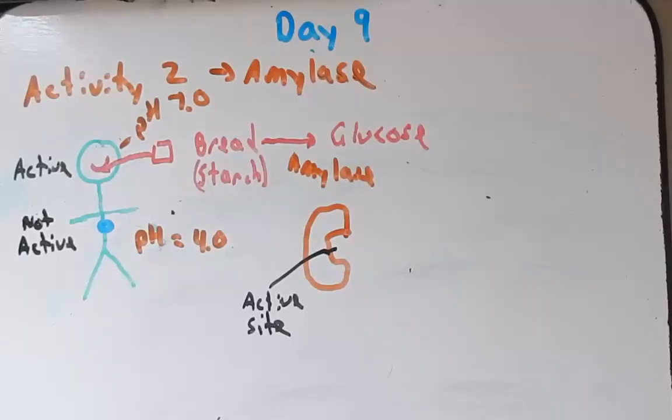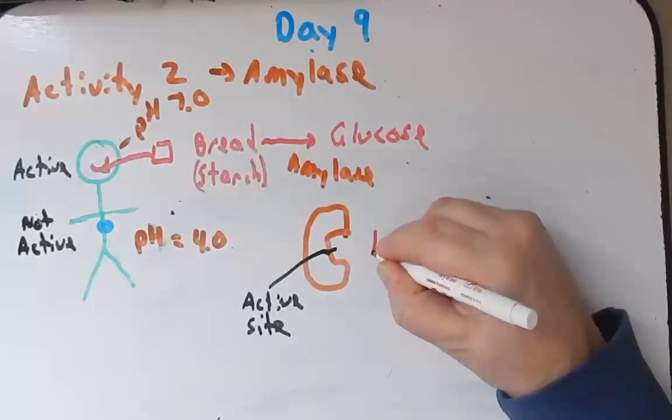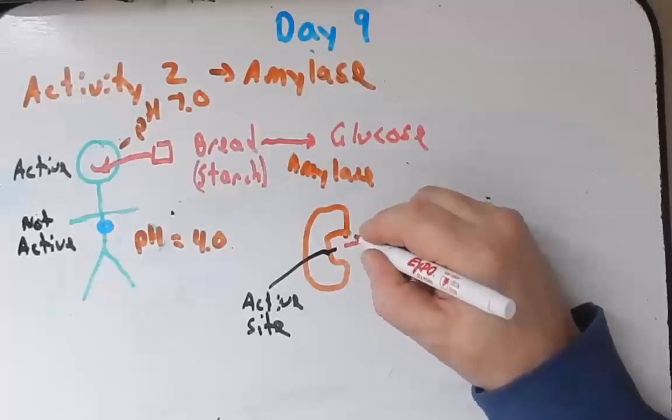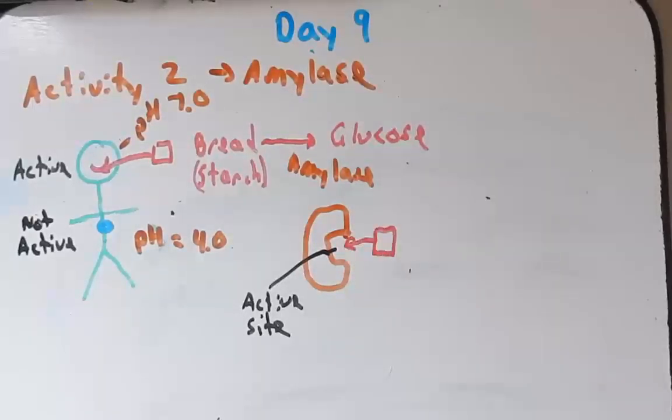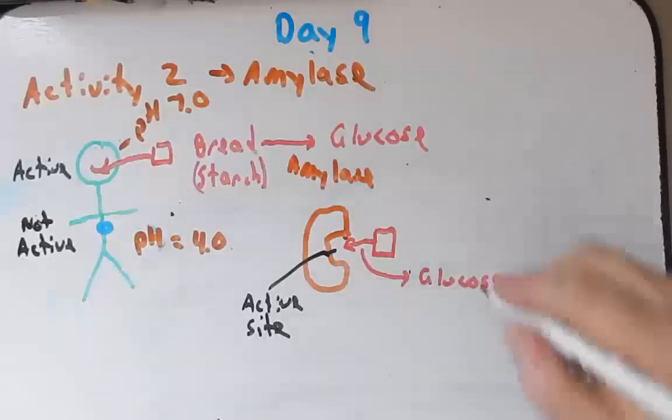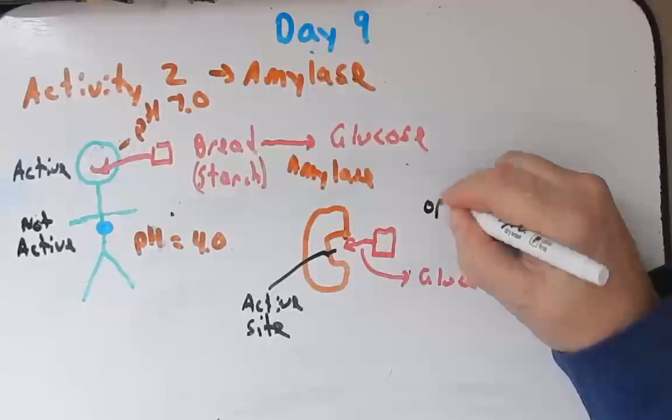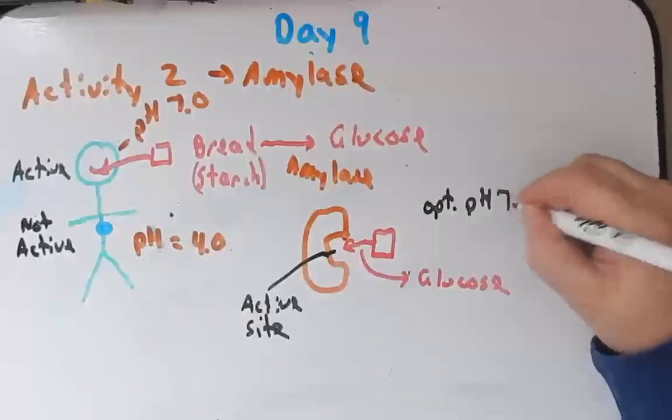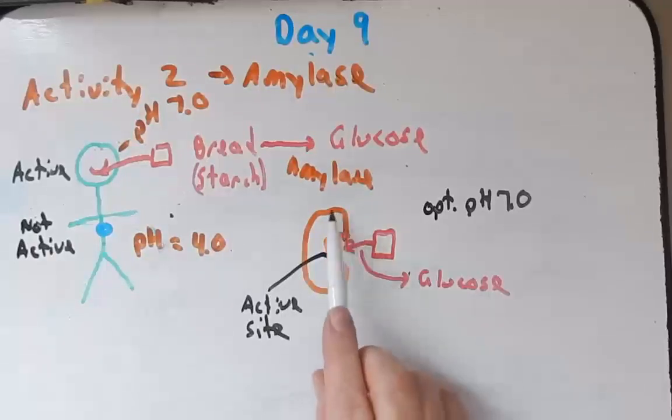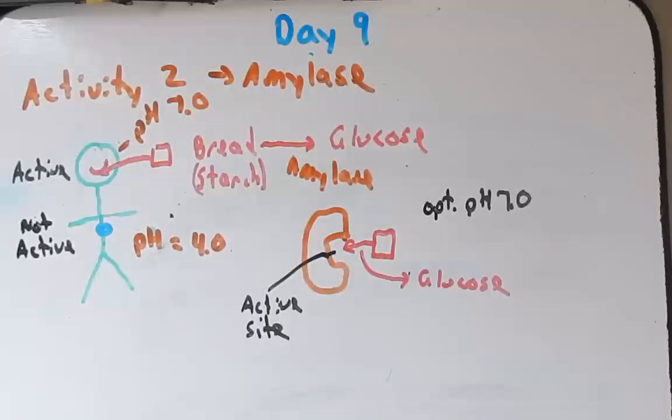I'll try to keep an eye on it. The bread, the starch, after we've chewed it up some in our mouth, can fit right in this active site, right? And after it does that, it converts it to glucose, as we've talked about before. It turns out that this enzyme has an optimal pH of 7.0. So at 7.0, it has the shape it's supposed to have in order to do this activity.